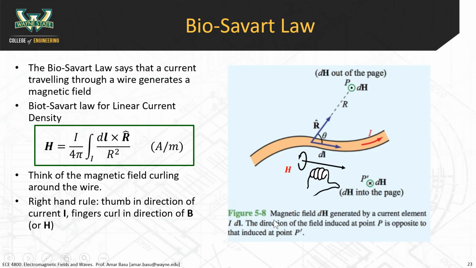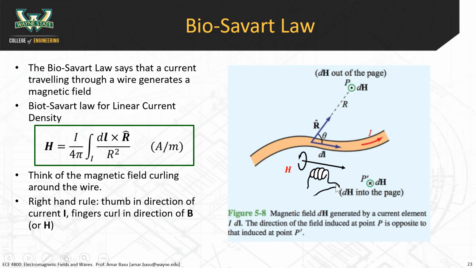So let's get right to it. The Biot-Savart law states that whenever you have a current traveling through a wire, it's going to generate a magnetic field. The way you can think about it is, imagine a current flowing through this orange-colored wire. Your thumb is pointing in the direction of the current. Your fingers are going to curl around in the direction of the magnetic field. So the magnetic field is going in this counterclockwise direction here, as you see, and that's the H.